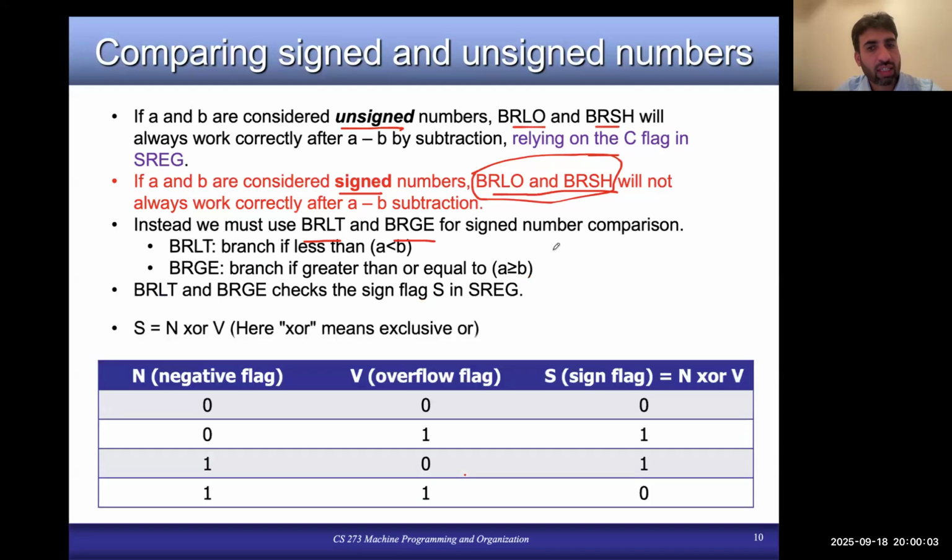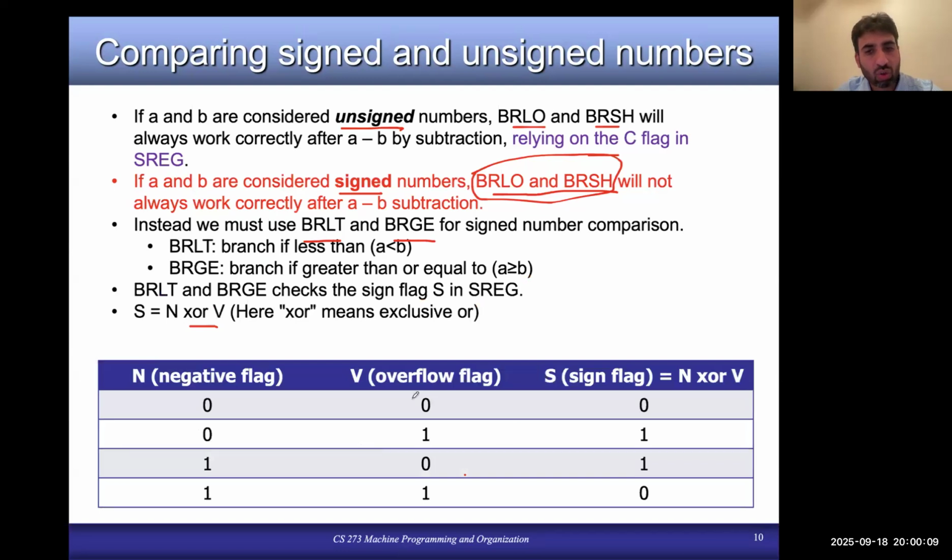They check the sign flag in the S register, and the sign flag is, as I said, the exclusive OR of the negative flag and the overflow flag. So here is just the truth table for the sign flag. It is just an exclusive OR operation. I don't want to walk you through this table.